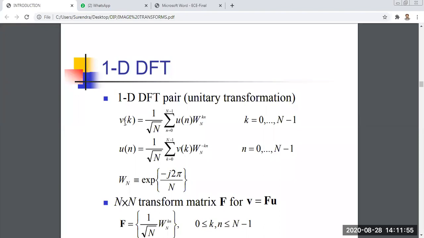For this unit discrete step u of n, what is my Fourier transform? The input signal is u of n, the output signal is v of k. So v of k is the discrete Fourier transform of u of n, and the expression is given by 1 by square root of N, sigma n equals 0 to N minus 1, u of n into W suffix capital N power kn. Here small k and small n are both integers. So k goes from 0 to N minus 1 and small n also goes from 0 to N minus 1. Here capital N is the number of points, that is, the number of sampling points we have considered in our discrete signal.